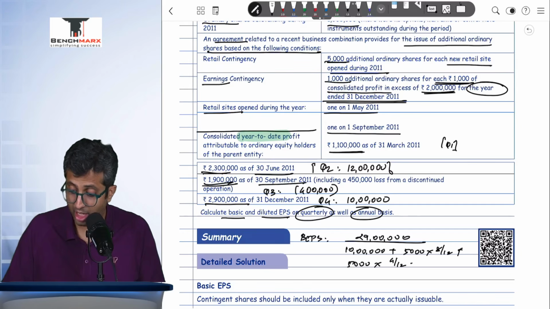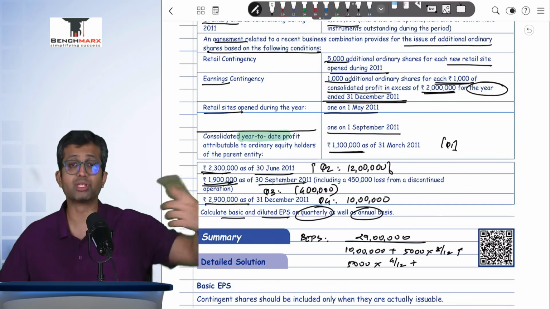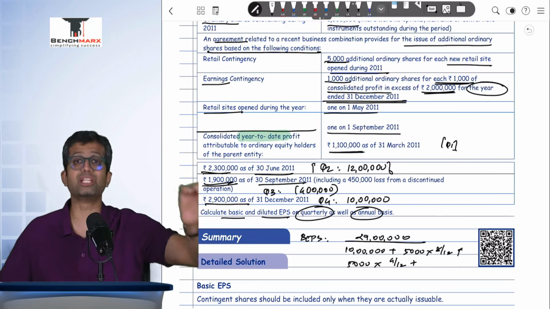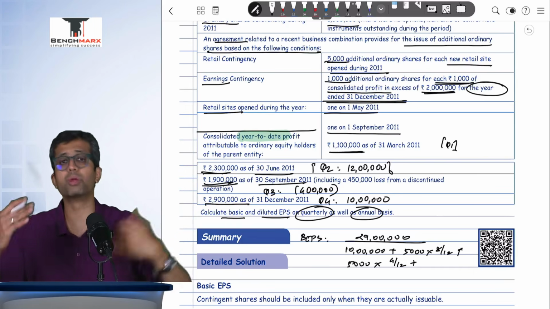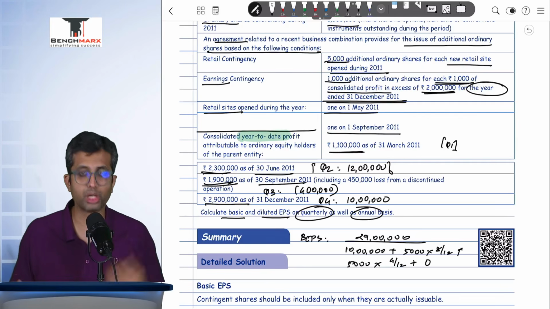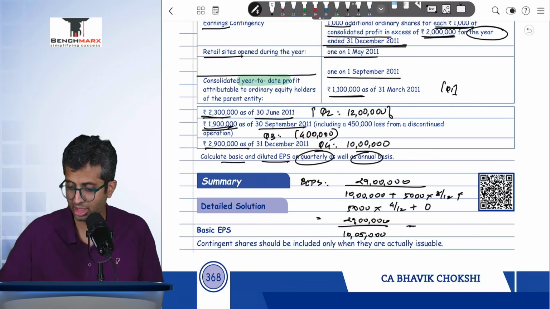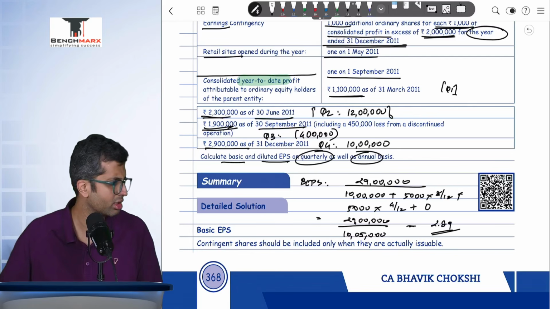into 4 by 12. Now as a matter of fact, on earnings contingency, the profits exceed 20 lakhs. However, that is profits for the entire year and hence they exceed at the last day of the year and hence the shares will become issuable from the first day of the next year and hence in the current period, the shares are not issuable under the earnings contingency. And hence, if I were to take the basic EPS, 29 lakhs divided by 10 lakh 5,000, and this will come to around 2.89. This will be your basic EPS.